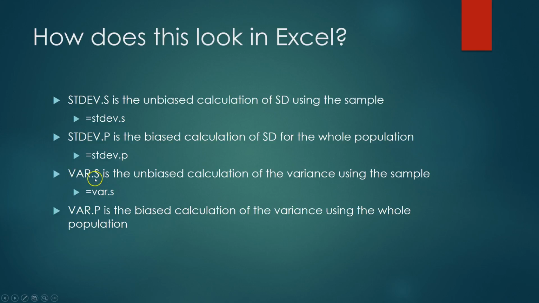The variance.s is the unbiased calculation of the variance using the sample. And the function is equals var.s, and then you put your data range in there. And the variance.p is the biased calculation of the variance using the whole population. I didn't put the function in there, but that would just be equal sign var.p. The same difference exists here. When we're calculating the variance for the sample, we use n minus 1. When we're calculating the variance for the population, we use n.